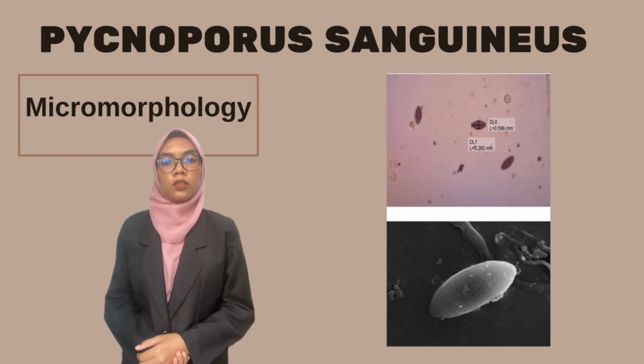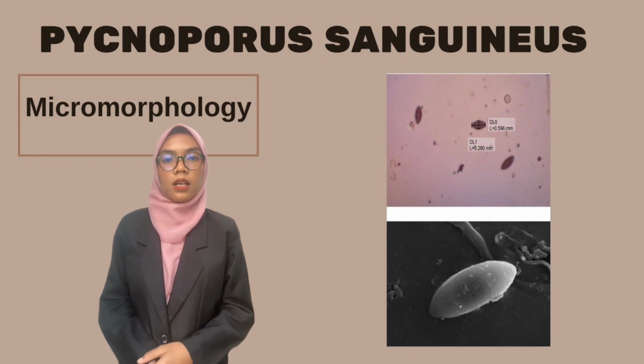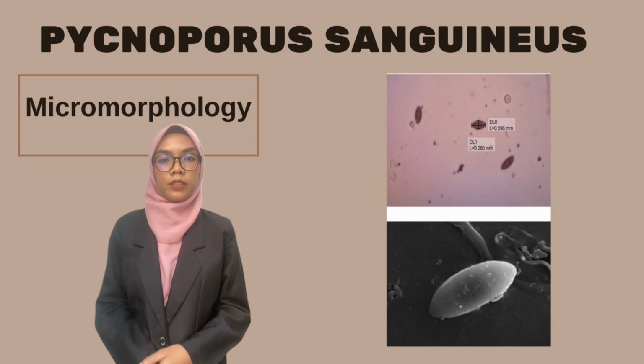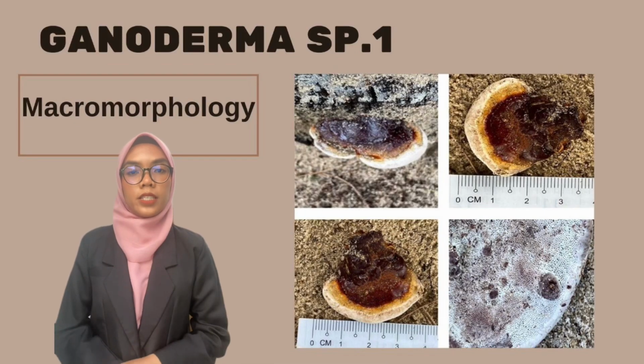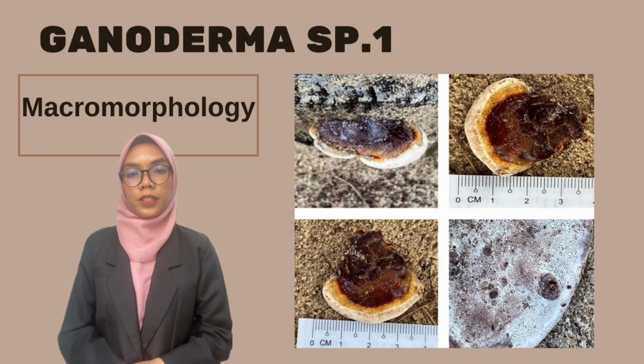Pycnoporus sanguineus is closely related to Pycnoporus cinnabarinus. Pycnoporus cinnabarinus has a vivid orange to red color, and the caps are often thicker and have a smooth or slightly wrinkled surface. This species was suspected Ganoderma species 1.